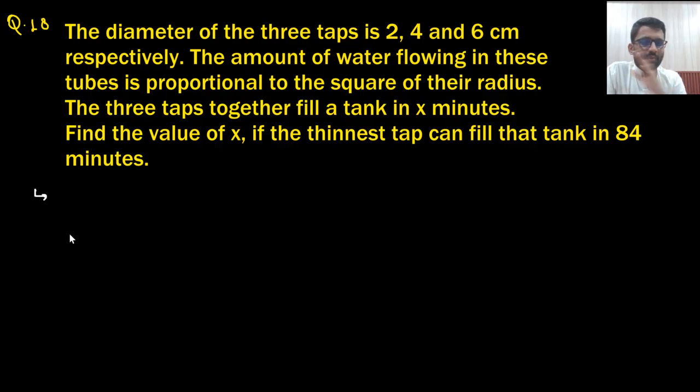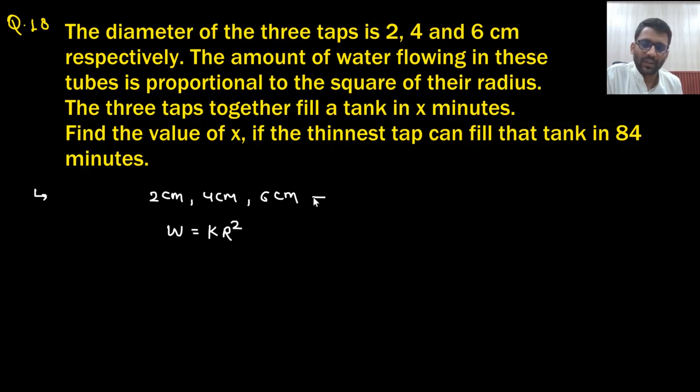So this is basic aptitude. This is not based on pipes and cisterns as far as I remember. So let's see it. The diameter of 3 taps is 2, 4 and 6 centimeter respectively. The amount of water flowing is proportional to the squares of their radius. So what are their radius? 1 centimeter, 2 centimeter and 3 centimeter. This I am taking as P, Q and R.